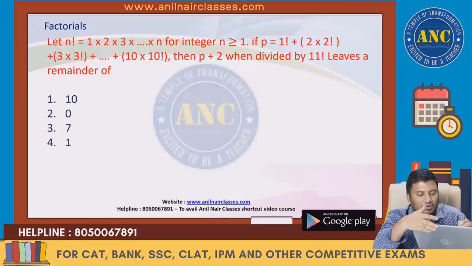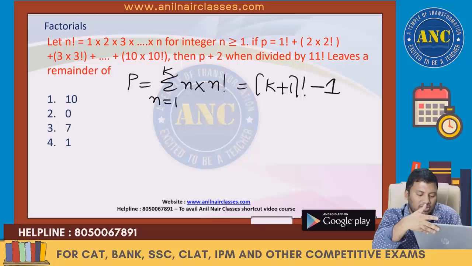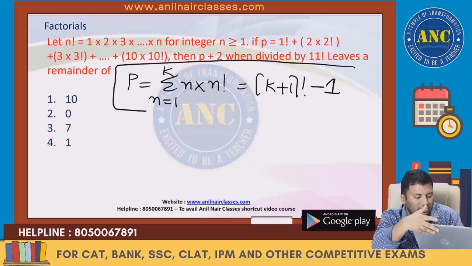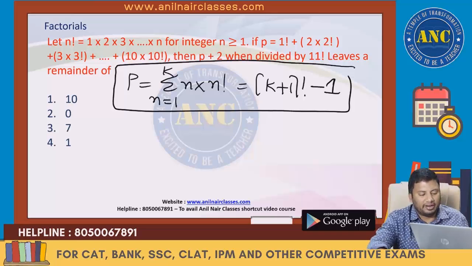That means what we discussed: summation of n into n factorial, n from 1 to k, is nothing but k plus 1 factorial minus 1. This is the conclusion that we have seen in the previous example.